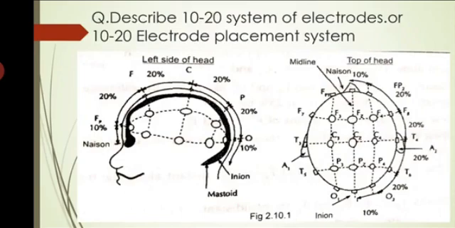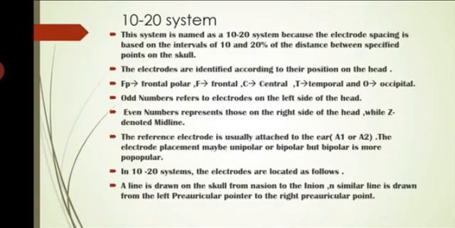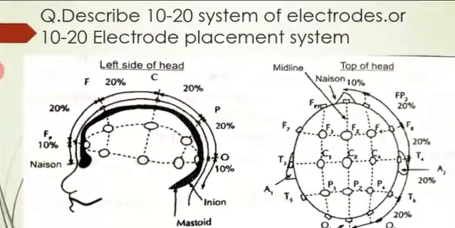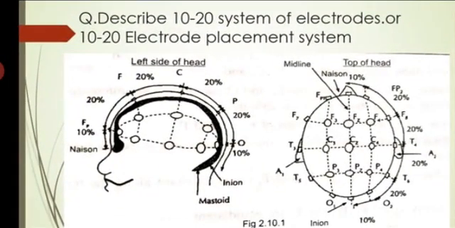Now we will see the 10-20 system. This is the diagram for the 10-20 electrode placement system. In this, first see here, they are using the circumference from the Nasion point to the Inion point. This circumference is divided into 10, four 20s, and again 10. So that's why this system is called the 10-20 system.